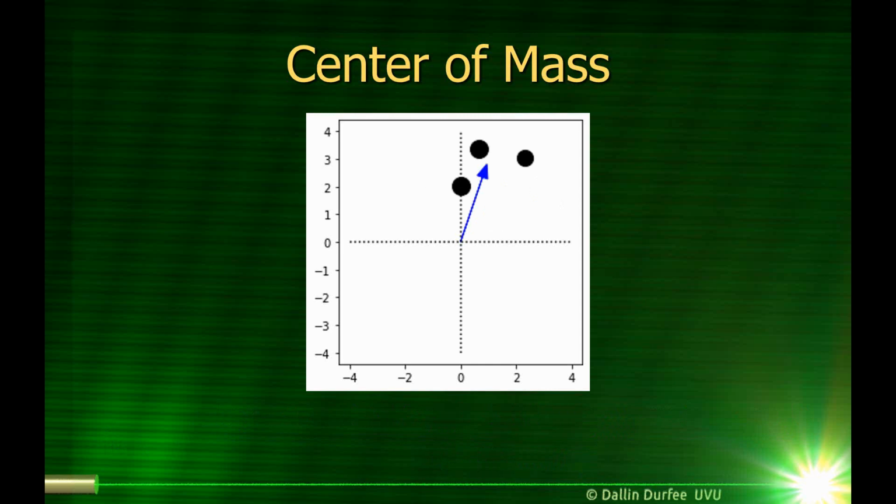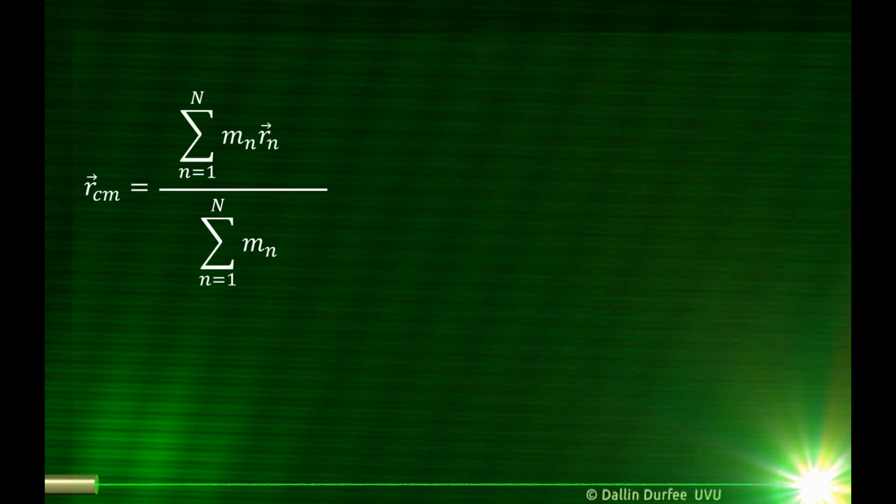And you can do this with more than 2 particles, 3 particles, a whole bunch of particles. You just add the mass times the vector position for each particle, and then divide that by the total mass summed up for all of the different objects.